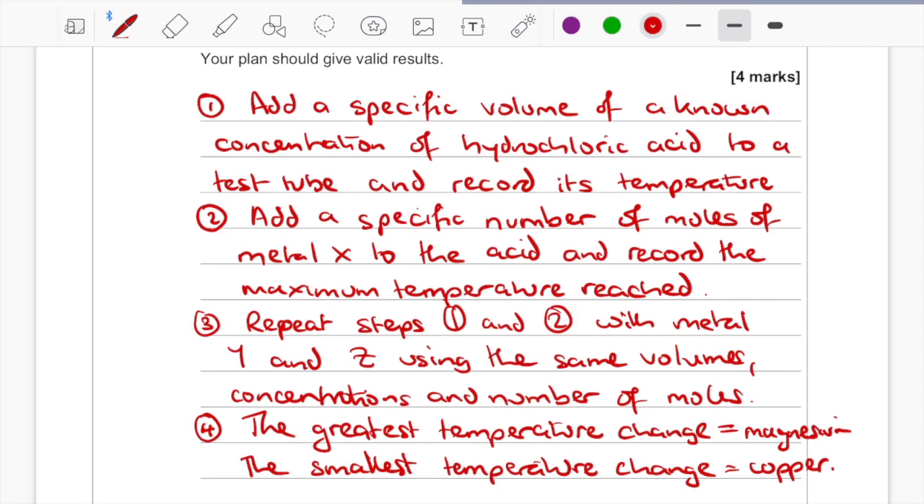So my independent variable is the metal. My dependent variable is in this, the temperature change. So I've got to keep everything else the same. So when you're describing how you're doing the first practical, make sure that when you're doing it with the other metals, you're making sure that you've kept everything the same. Okay.